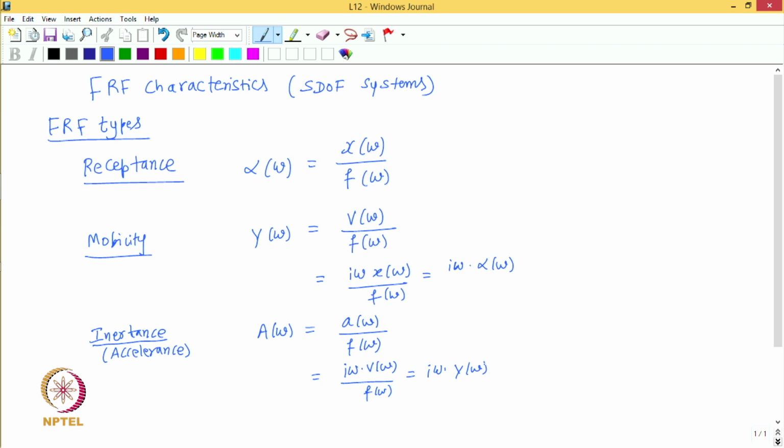So, if we have the mobility and multiply it by i omega, we get the inertance of the system, and because Y of omega is nothing but i omega into alpha of omega, we can also write this expression as minus omega square alpha of omega. Therefore, we see that the receptance, mobility and inertance are related by these expressions, and if any one of them is available, the other two can be determined.